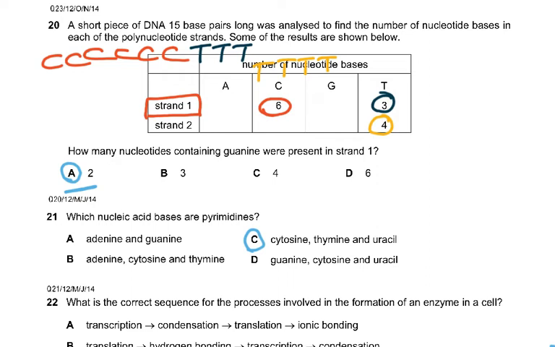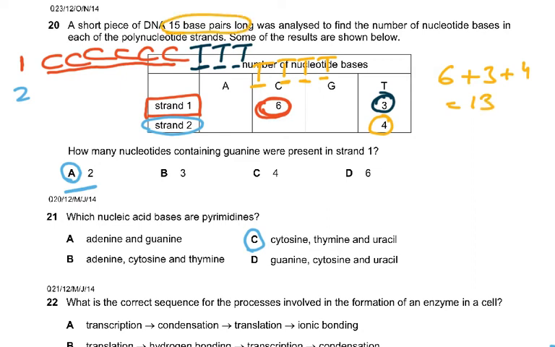So this is strand 1. And this is strand 2, which I have not drawn. So we have got 6 C's in strand 1. So these are the 6 C's that I've drawn. And then we have 3 T's. So 1 thymine, 2, 3 thymines. And then in the second strand, we have 4 T's. So this total is 6 plus 3 plus 4 is equal to 13. But it said we had 15 base pairs long.